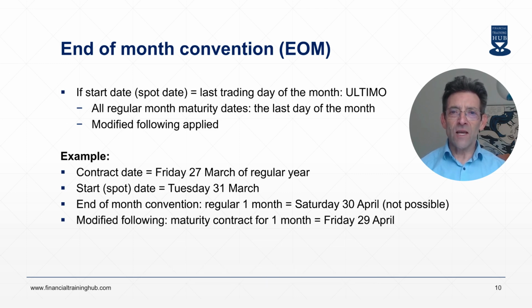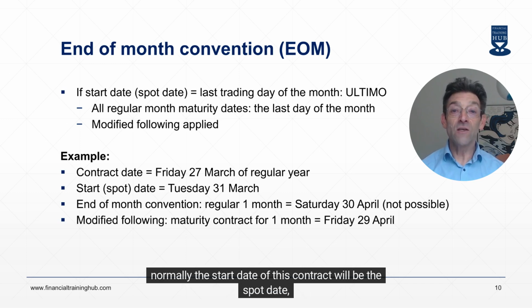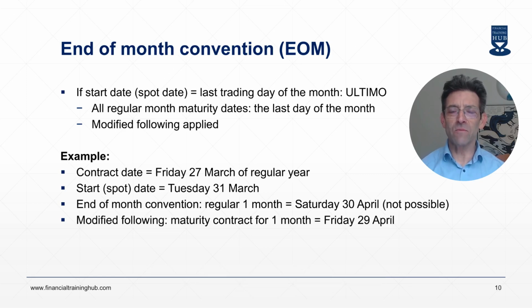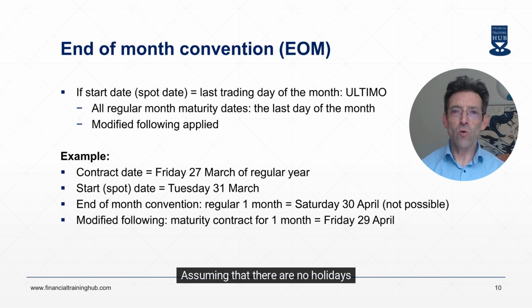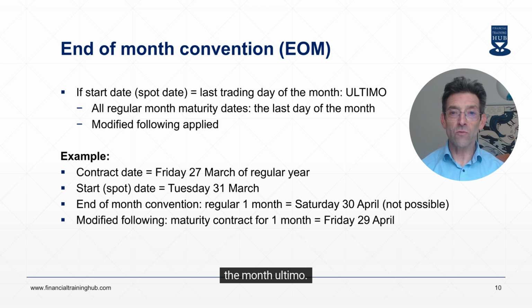For example, if the financial contract date is Friday the 27th of March of a regular year, normally the start date of this contract will be the spot date, so 2 business days later. Assuming that there are no holidays, and since the weekend days are not business days, the starting date of the contract is Tuesday the 31st of March, the month ultimo. Since the start date is the month ultimo, the end of month convention applies.